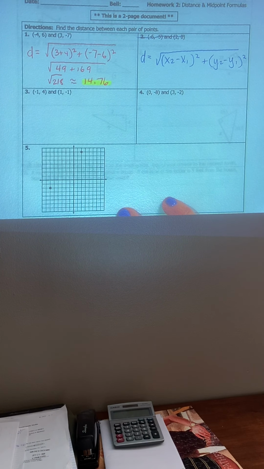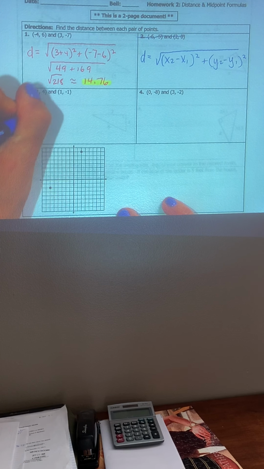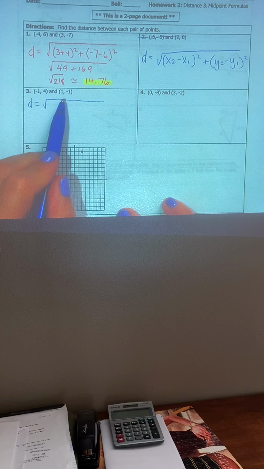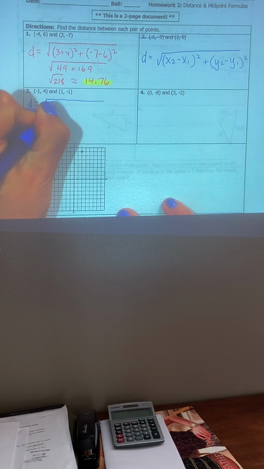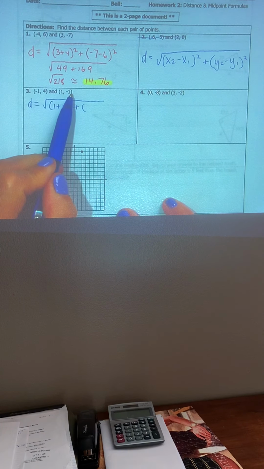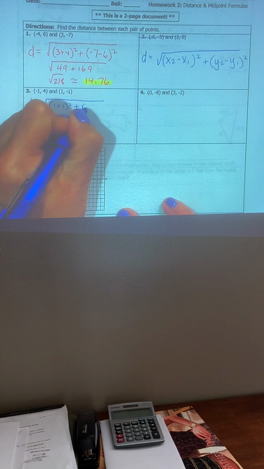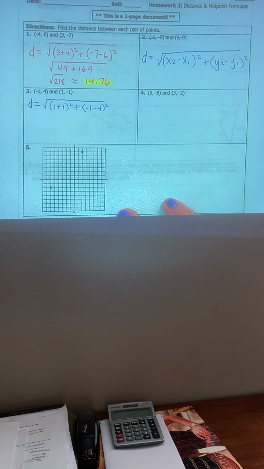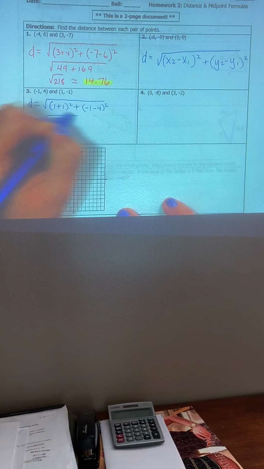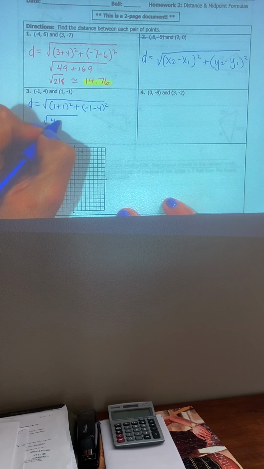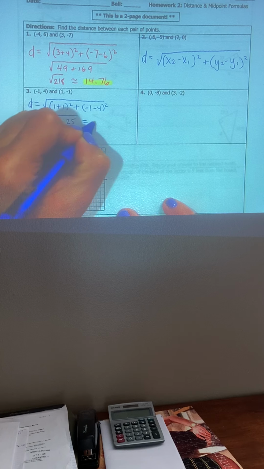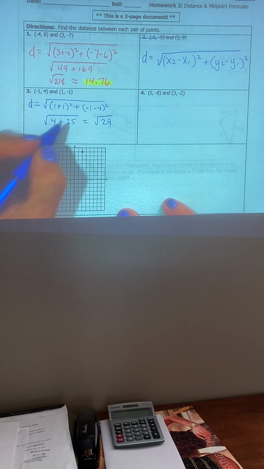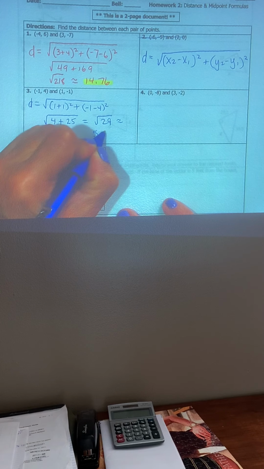Okay, we'll do one more problem below. x2 minus x1, so that's 1 plus 1 squared, plus y2 minus y1, negative 1 minus 4 squared. You've got to write it out like that, guys. It's just the easiest way to do it. And we get 2 squared is 4, negative 5 squared is 25. So you get the square root of 29, and the square root of 29 is 5.39.